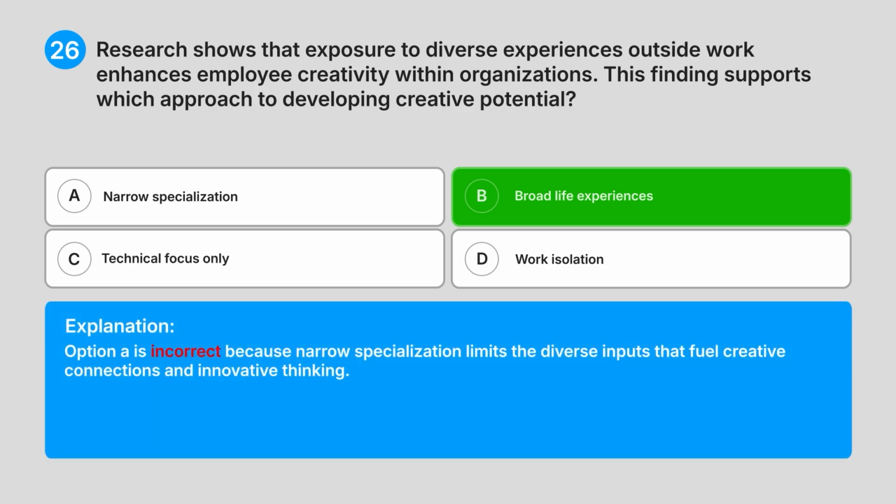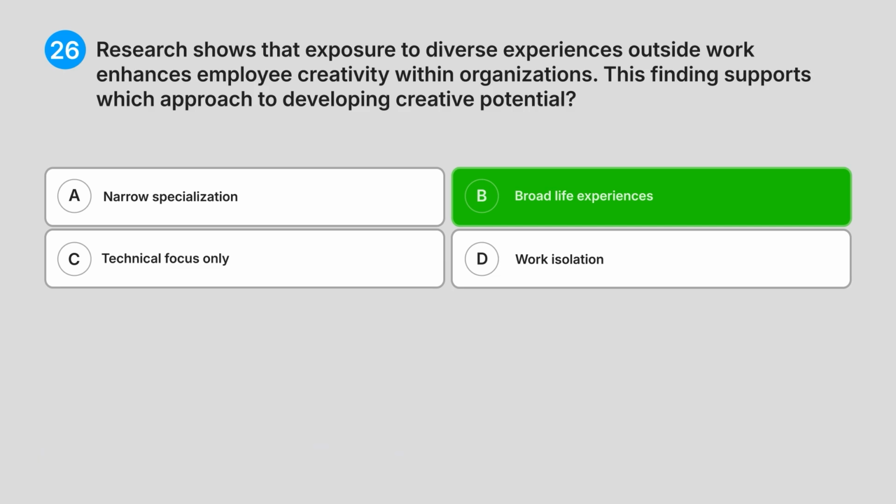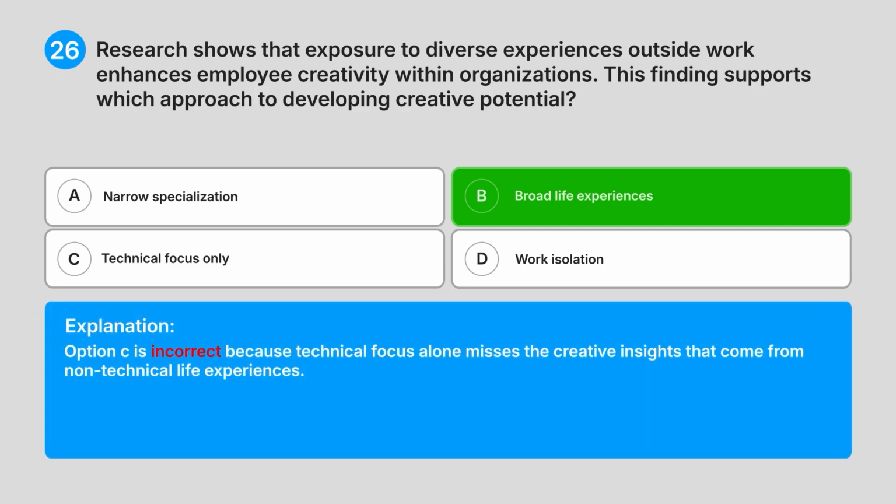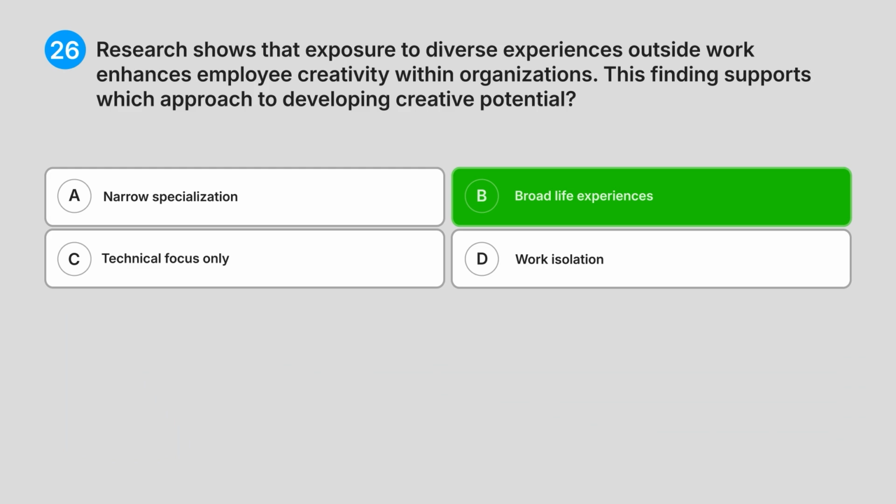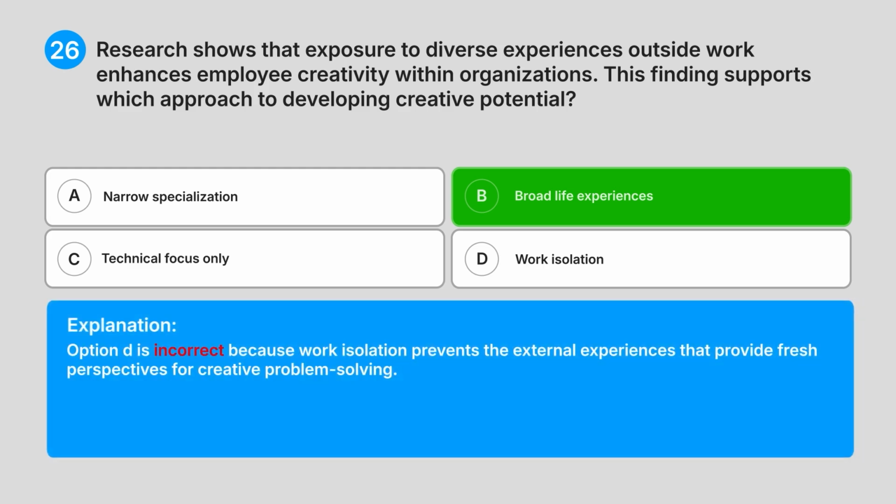Option A is incorrect because narrow specialization limits the diverse inputs that fuel creative connections and innovative thinking. Option C is incorrect because technical focus alone misses the creative insights that come from non-technical life experiences. Option D is incorrect because work isolation prevents the external experiences that provide fresh perspectives for creative problem solving.